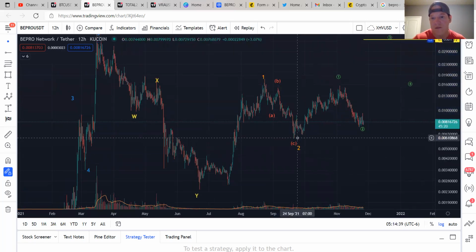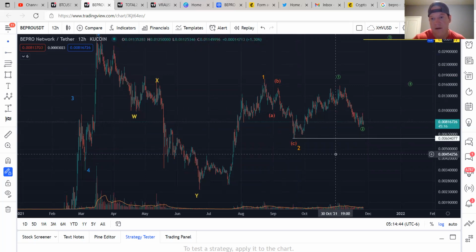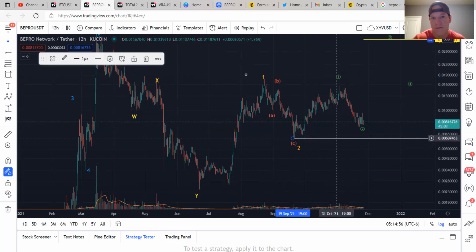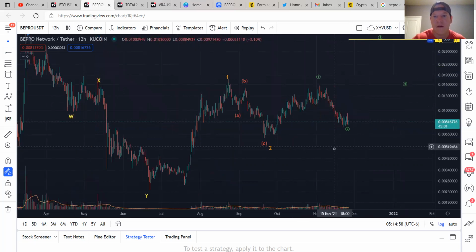If price falls below this point right here, this count is invalidated. 2 wave cannot cross the origin of where your 1 wave began. So keep that in mind also, guys.